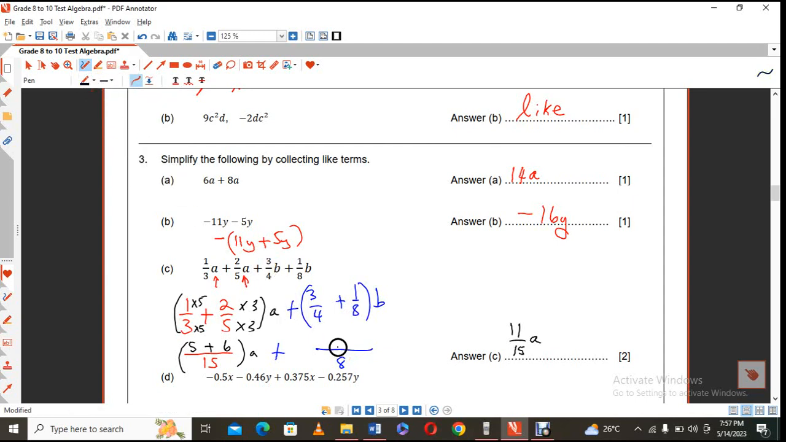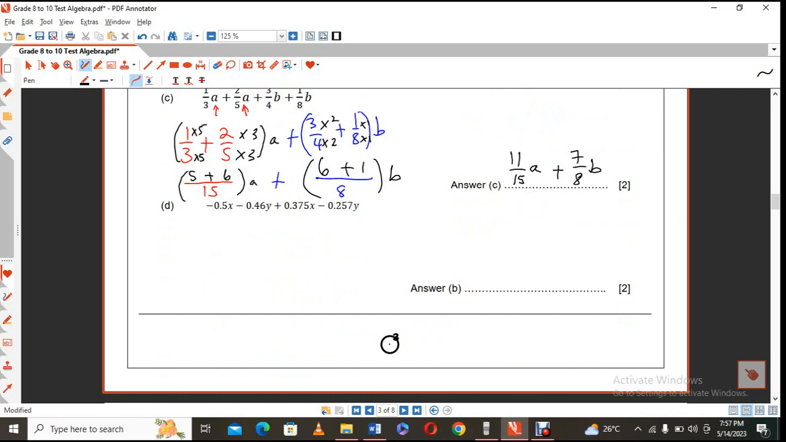Because 4 goes into 8 2 times, and 8 goes into itself once. So on top you have 6 plus 1. Adding that is going to give me 7 over 8, and you can just leave your answer for this particular question. I would accept an answer whether the fraction is improper, 7 over 8b. Don't forget to put your values of b there.